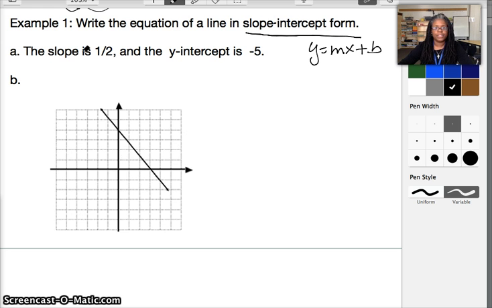So here the slope is 1/2 and the y-intercept is -5. I hope you guys feel like this is really easy because this is pretty straightforward. y is equal to, what's the slope? 1/2. So let me put it in red.